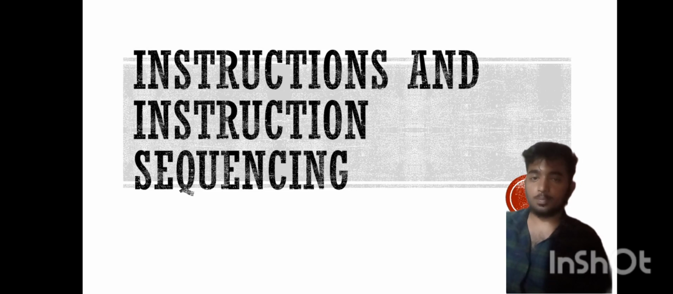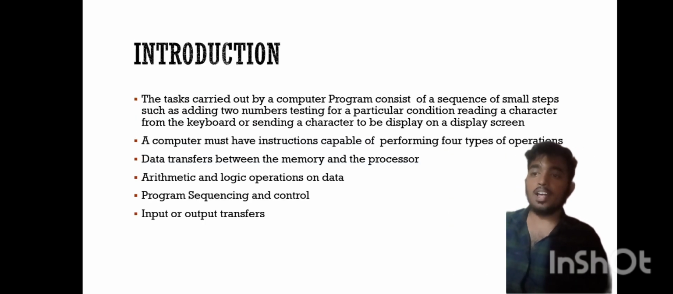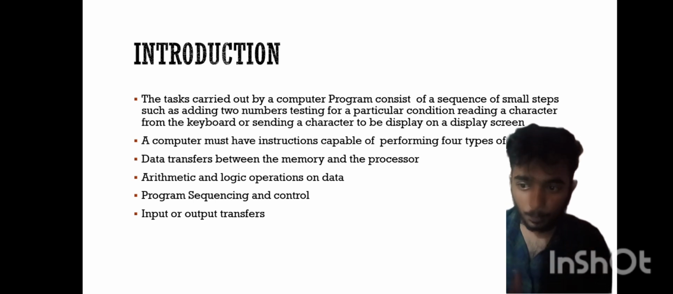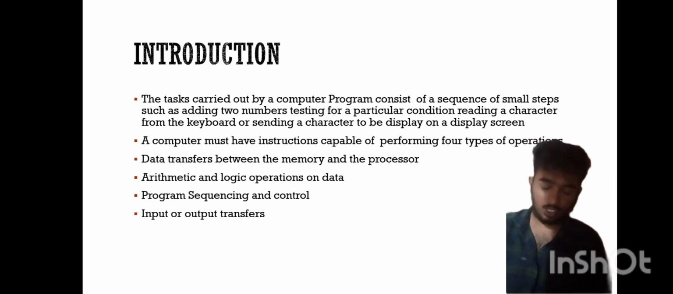I am here to explain about instructions and instruction sequencing of a computer. In a computer we need to have capabilities of data transferring, arithmetic logic, program sequencing, and input and output transformation. First of all, the first method is RTN, meaning register transfer notation.